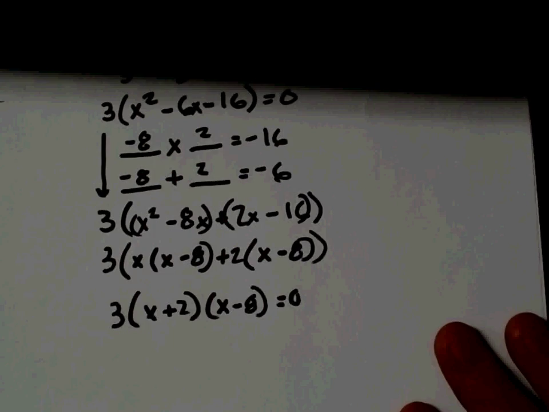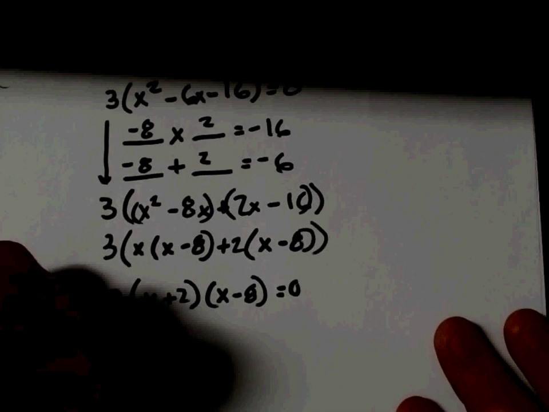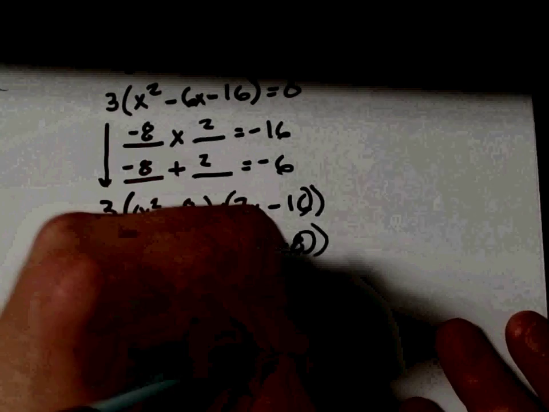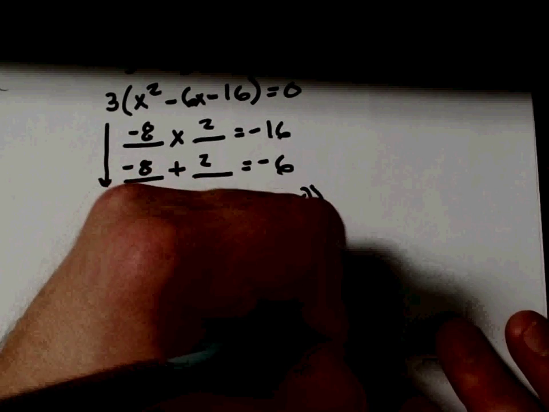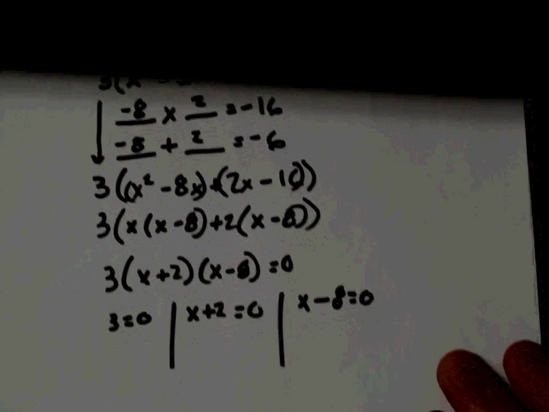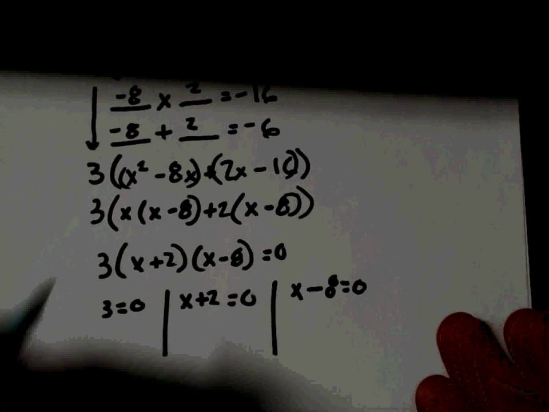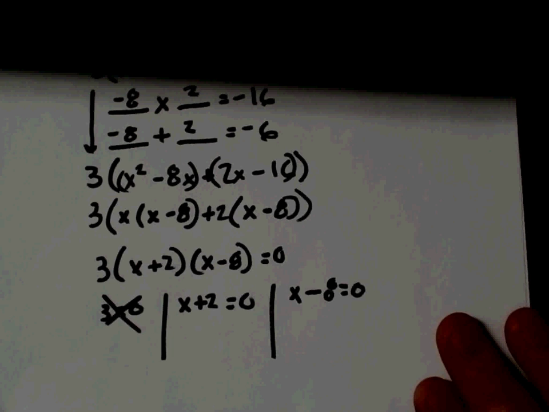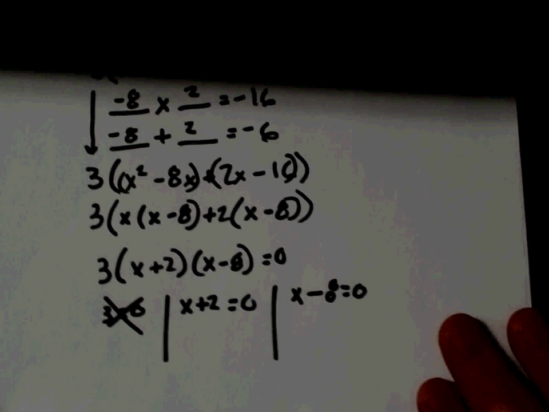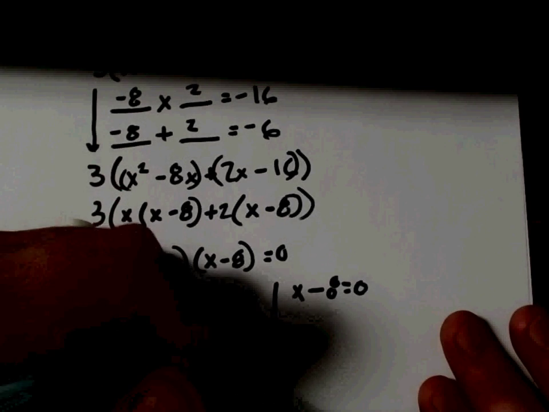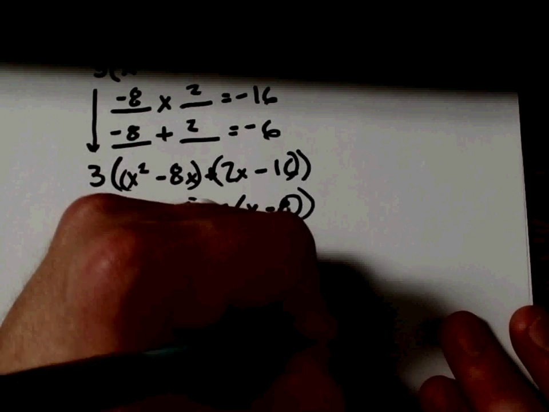Now to find the zeros, because this still equals zero: 3 equals 0, x plus 2 equals 0, x minus 8 equals 0. Okay? So this doesn't happen. 3 will never equal 0. So that's why it doesn't show up as one of the roots, because that's impossible. All right, so my roots are negative 2 and positive 8.